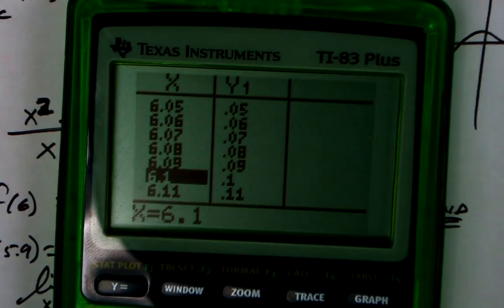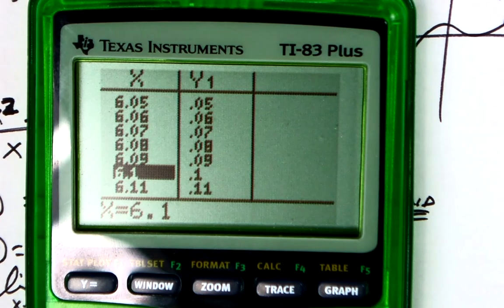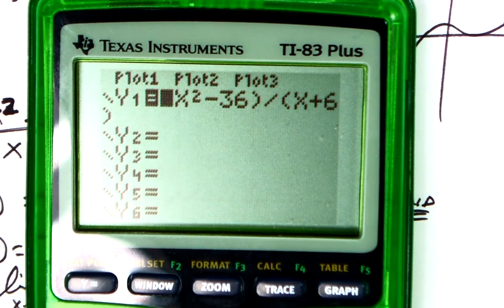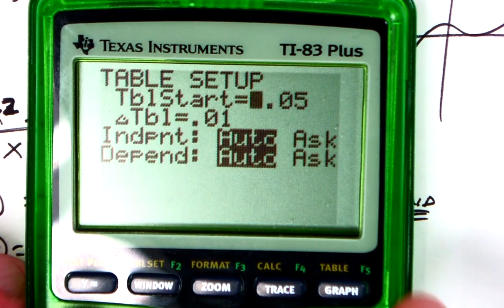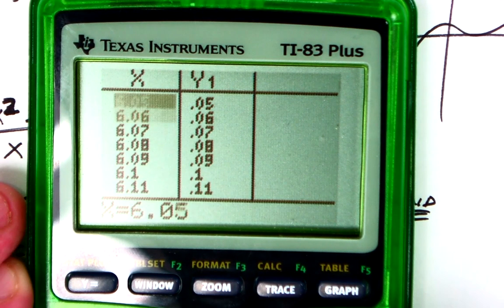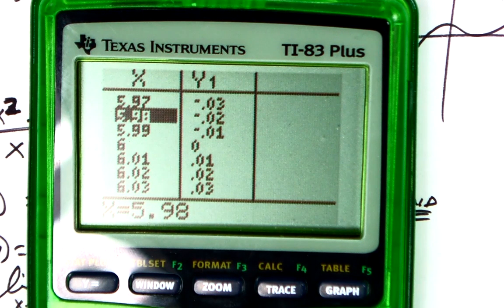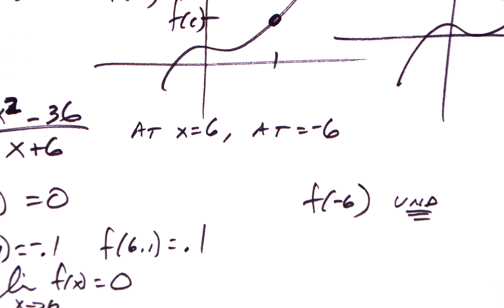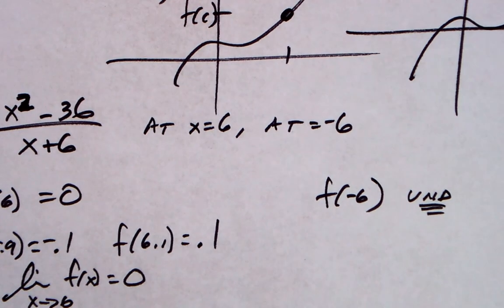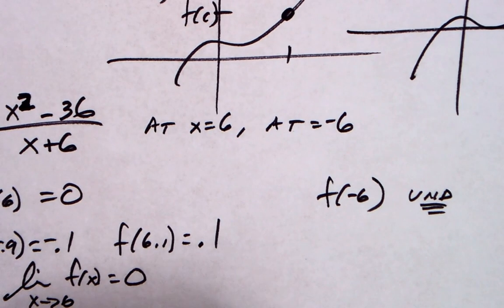And if you're not quite sure, you can take advantage of our graphing calculator skills that we worked on the other day. I typed in y equals, set up my table, and then looked at my table here, and it looks like from both sides it's getting closer and closer and closer to 0. So it does pass. Why? Because they both go to the same value. So for test 3, the limit as x approaches 6 of f of x is 0, which is the same thing as f of 6. So it's continuous at that point.